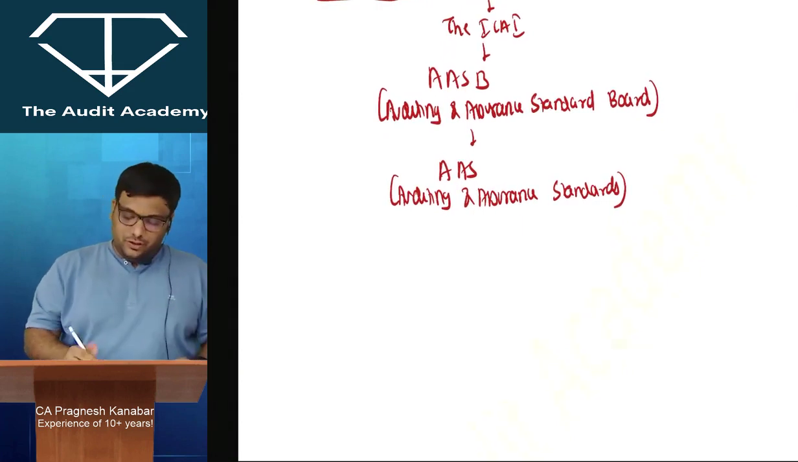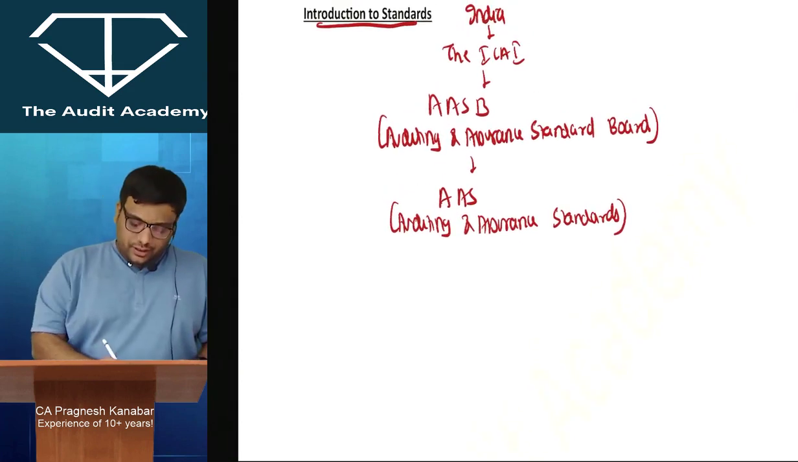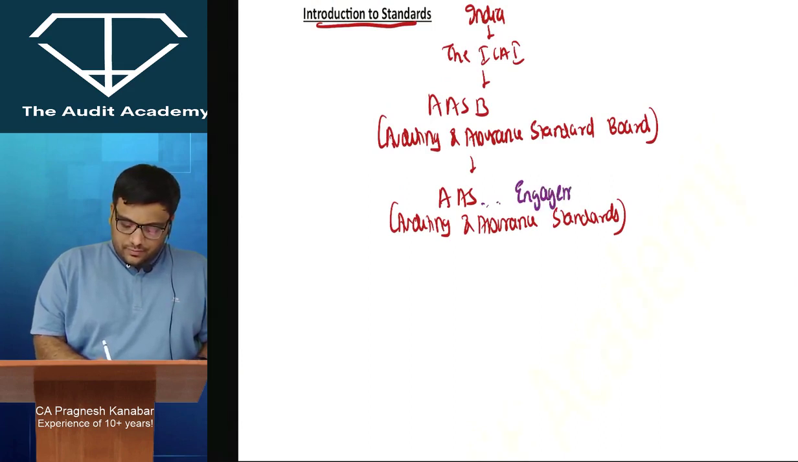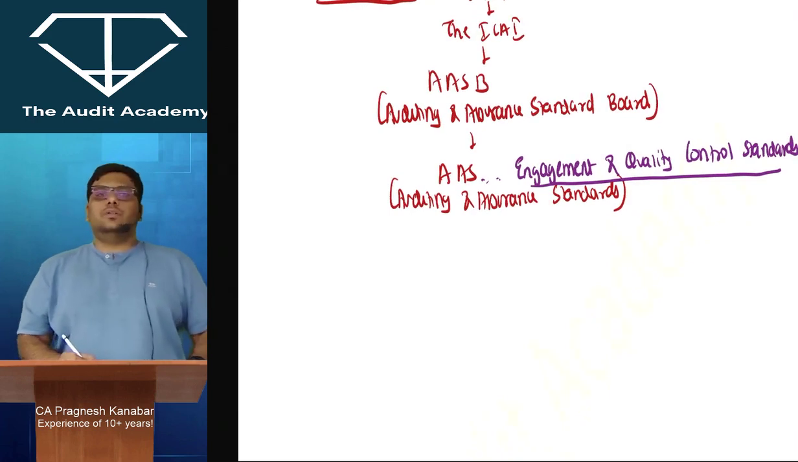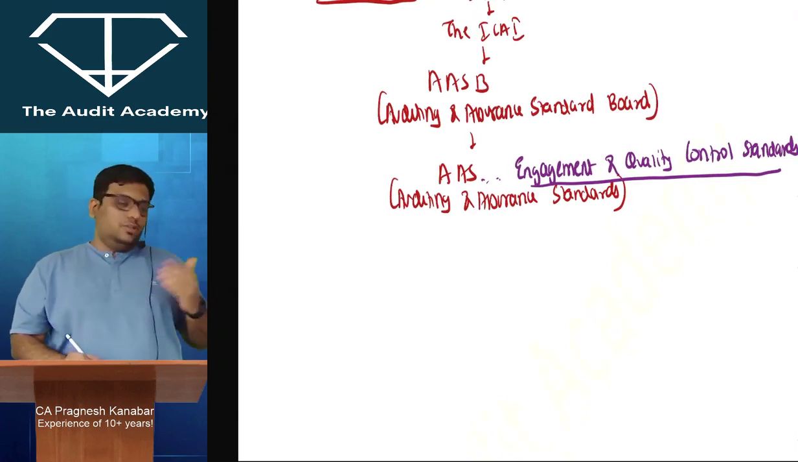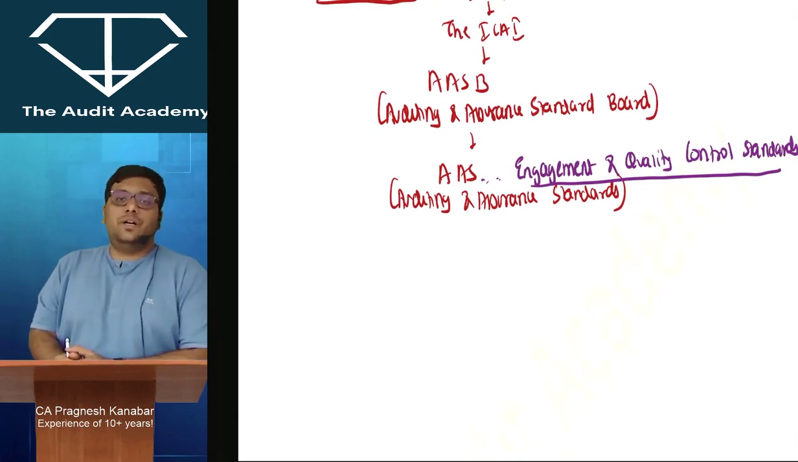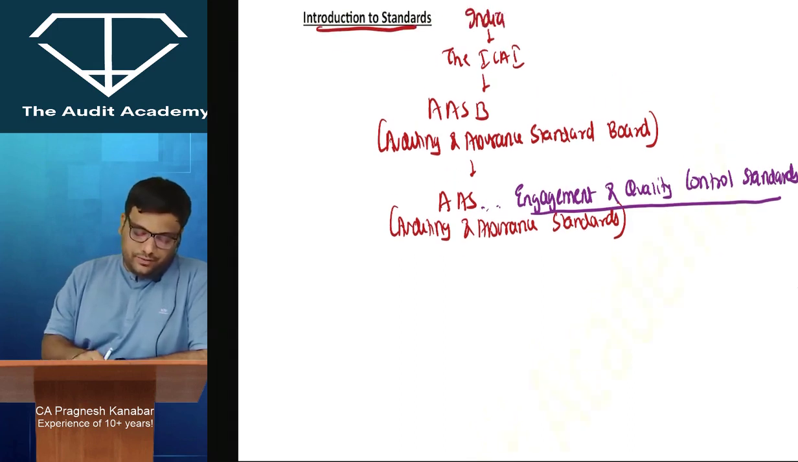So Auditing and Assurance Standards. Now these Auditing and Assurance Standards are also called as Engagement and Quality Control Standards. I repeat, these Auditing and Assurance Standards are also called as Engagement and Quality Control Standards. Okay. Now listen to me.